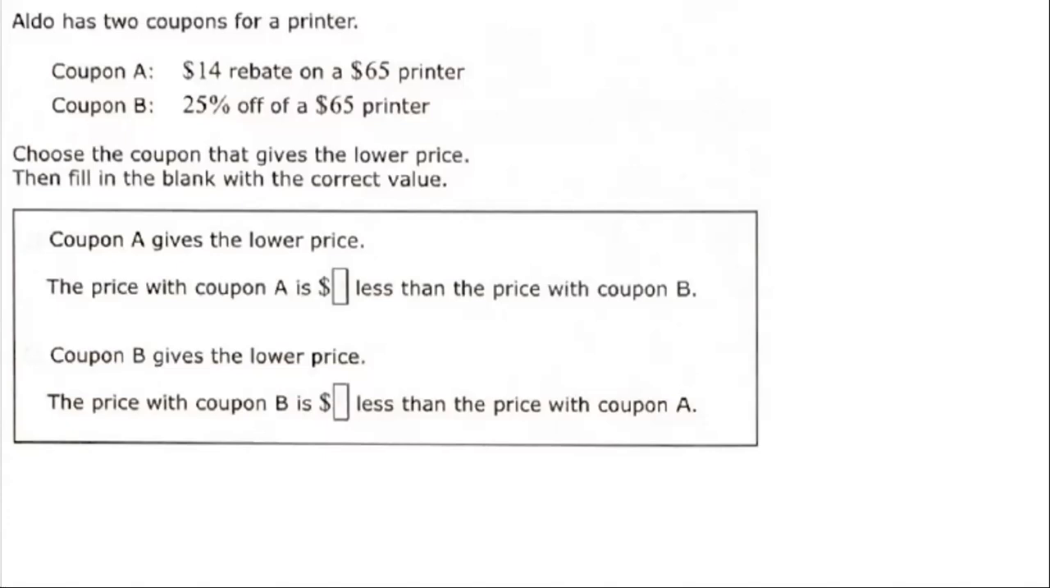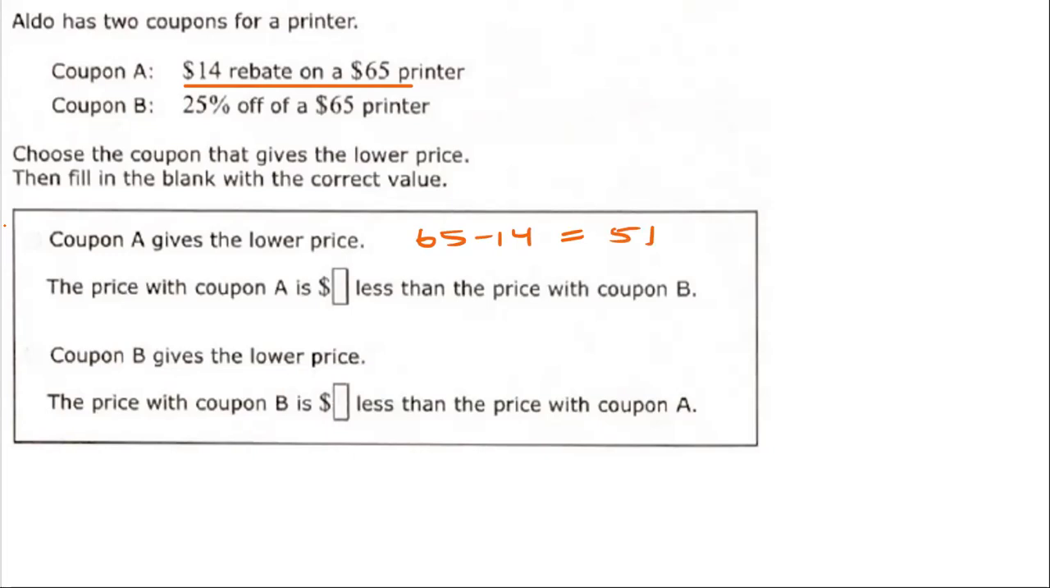Okay, so we need to figure out which of these coupons is going to give us a better deal, right? So, $14 rebate. I'm not a big fan of rebates. Just give me the discount. I don't want to mail in anything to get the rebate back, and a lot of times the rebate is going back to the store. Okay, so anyway, this one is going to be a $14 rebate. So we just take $65 minus $14, and that gives us $51.